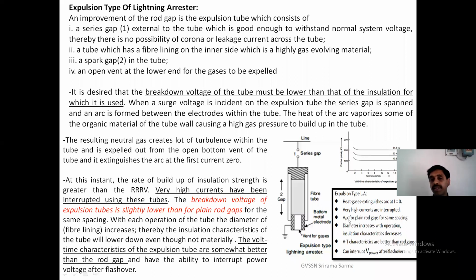The breakdown voltage of the expulsion tube is lower than plain rod gaps of the same spacing. So that means if you take a rod gap and an expulsion tube of the same spacing, the expulsion tube will break down quickly compared to the rod gap. It is a better protecting mechanism for the same spacing.